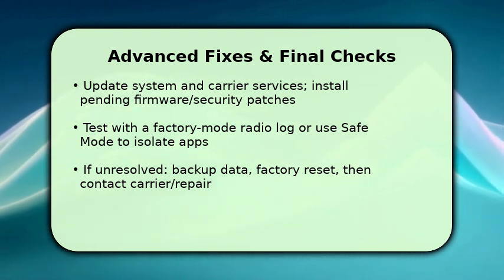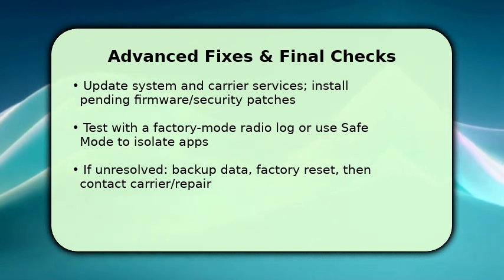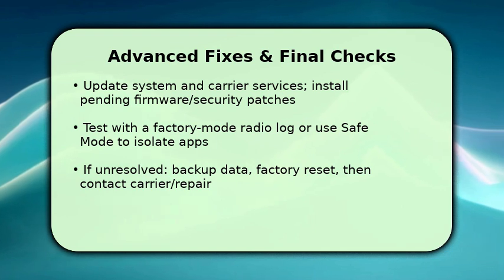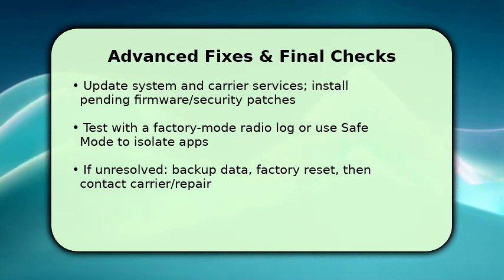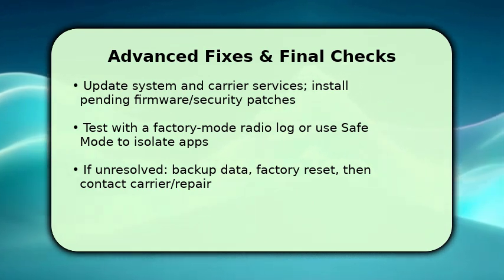As a last resort, back up your data and perform a factory reset to remove deep software corruption. If reset doesn't help, contact your carrier for SIM provisioning or take the phone to a certified repair center. That confirms whether the modem or antenna needs hardware service.